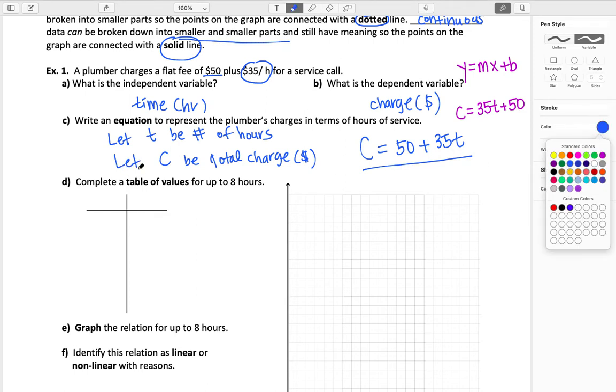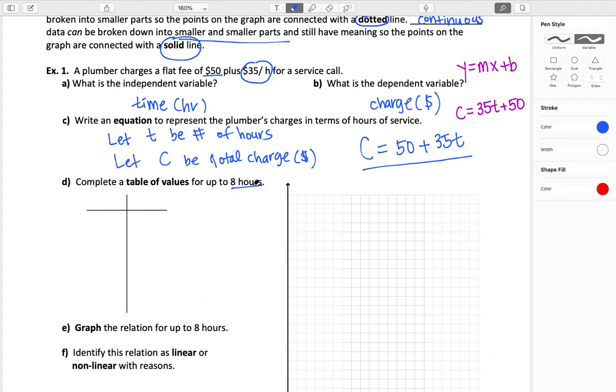So let's complete a table of values for up to 8 hours. The independent variable is always the first one, which is time. And the dependent variable is the second column, cost. So for time, let's start with 0. And if we're doing up to 8 hours, I'm going to do an increment of 2 hours. So 2, 4, 6, and 8.